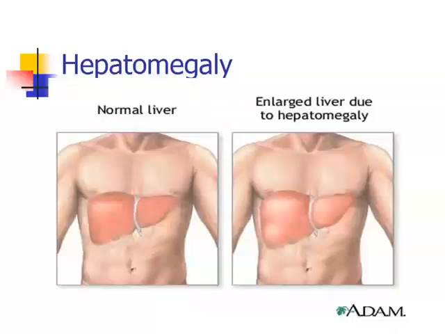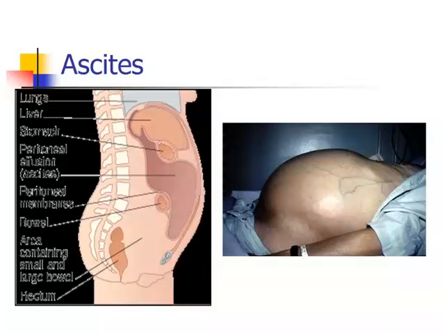Hepatomegaly, there's a picture of an enlarged liver due to hepatomegaly on the right side of the screen. And you can see that that leads to ascites, which is a picture in the next particular slide. So the patient on the right there has quite a distended abdomen with ascites and dependent edema. And this particular patient would probably require paracentesis to remove the excessive fluid from the abdomen that has accumulated due to the liver function that has decreased.